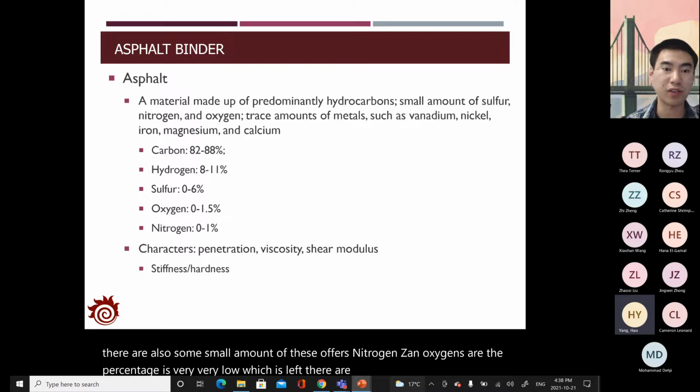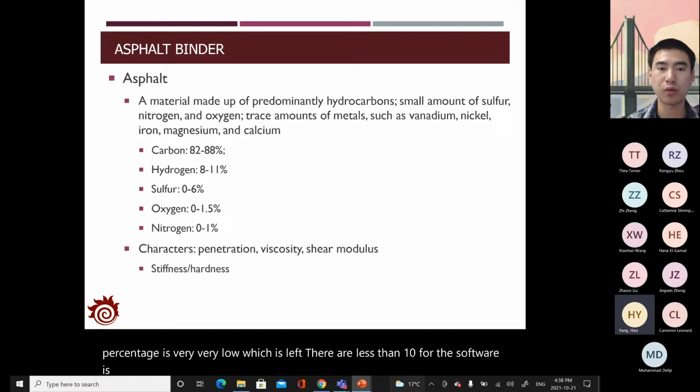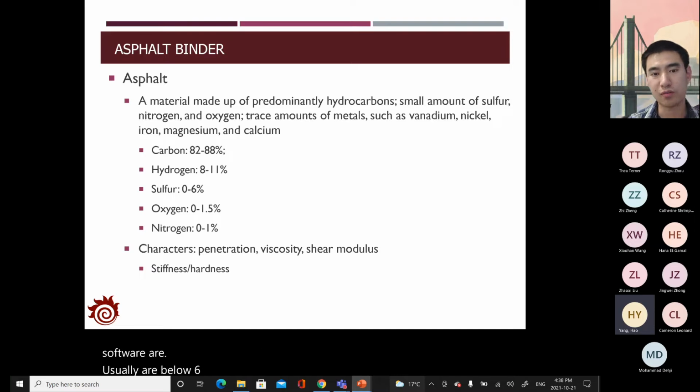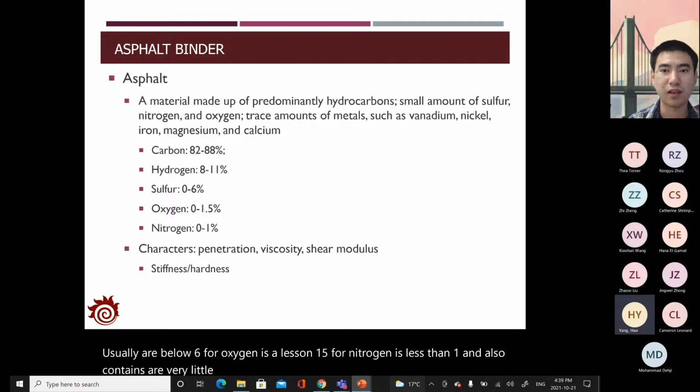For the sulfur, it's usually below 6%. For oxygen, it's less than 1.5%. For nitrogen, it's less than 1%. And it also contains very little metals like the vanadiums, the nickels, the irons, and so on.